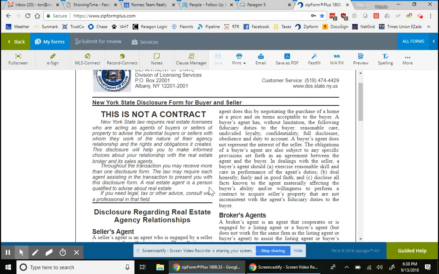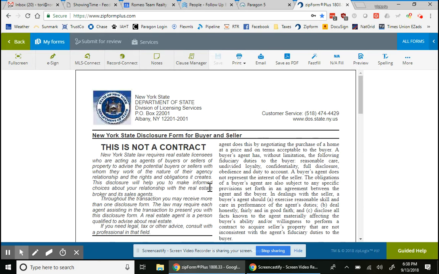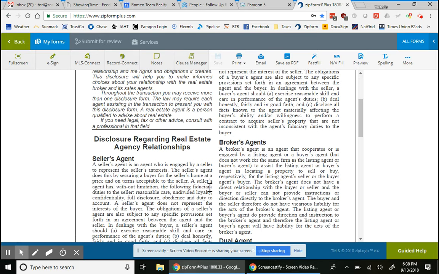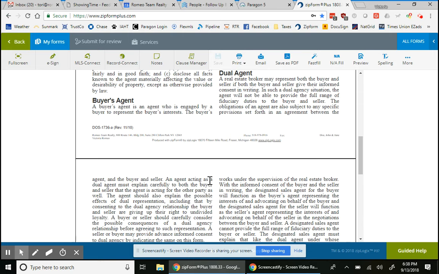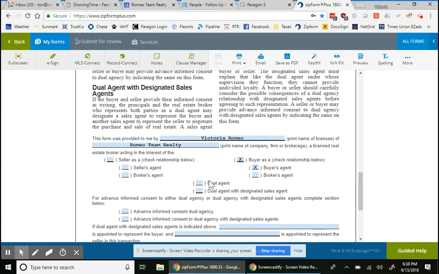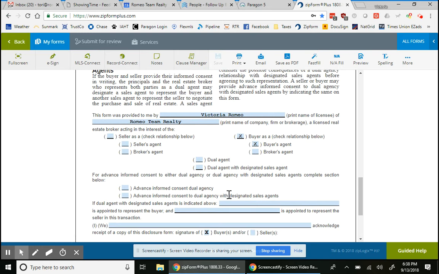Okay, so this is your New York State agency disclosure. Okay, and going through what should be typed here. I have these pre-filled out. You are welcome to fill them out for you.